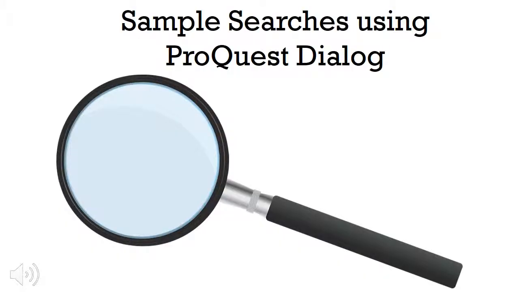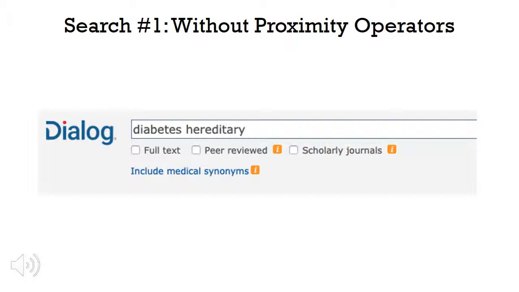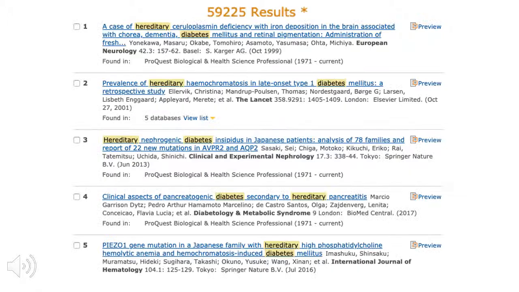I would like to conclude by sharing some search results that illustrate how profoundly proximity operators can change outcomes. So here we have a standard search for two concepts, diabetes and hereditary, without proximity operators. Now, as you can see from these screenshots, this yields nearly 60,000 results, many of which are about diabetes and some other unrelated hereditary condition rather than the prospect of inheriting diabetes.